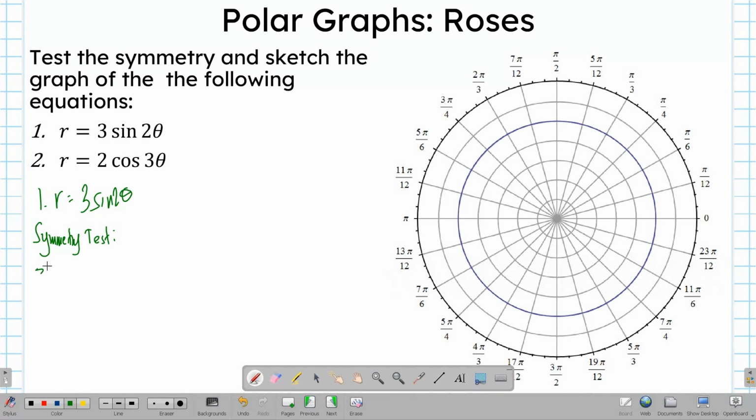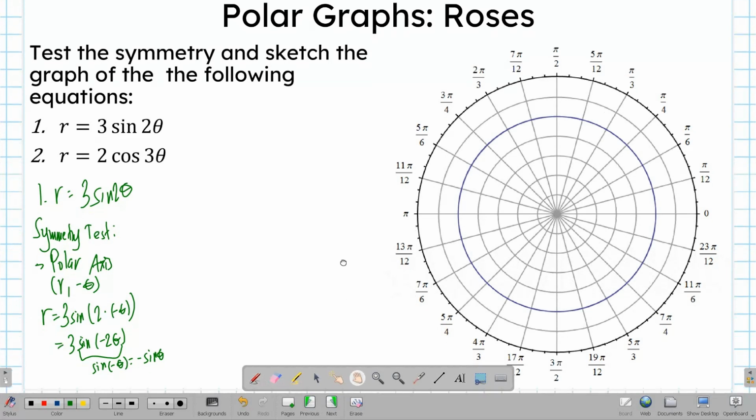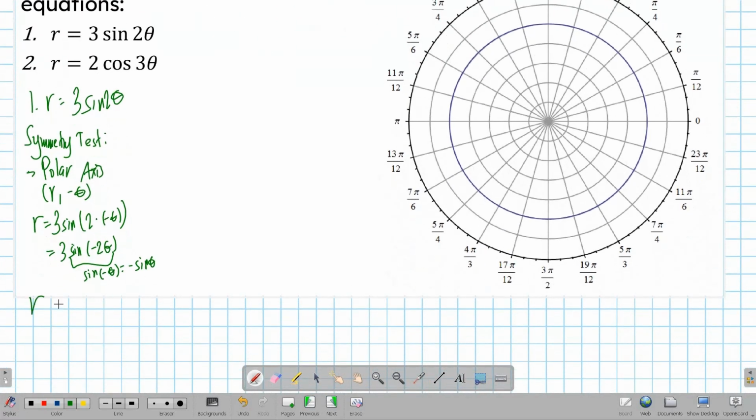So first, let's check the polar axis. For the polar axis, we'll have r, then negative theta first. Substituting it there, r will be equal to 3 sine 2 times negative theta. So this becomes 3 sine negative 2 theta. Due to odd and even functions, sine negative theta is equal to negative sine theta, so this will become r is equal to negative 3 sine 2 theta. Not the same as the original, so it doesn't work here.